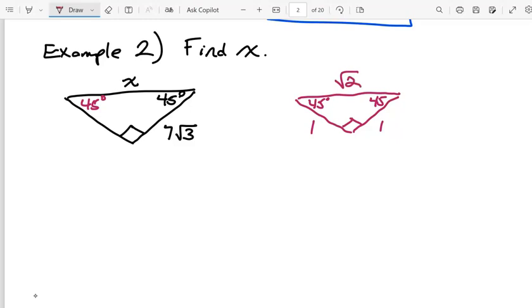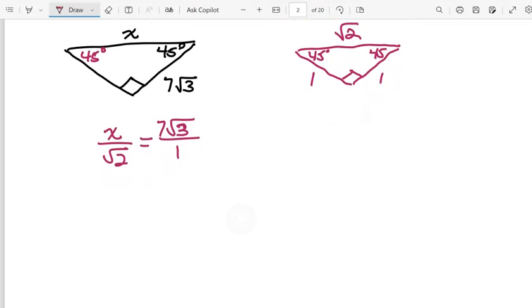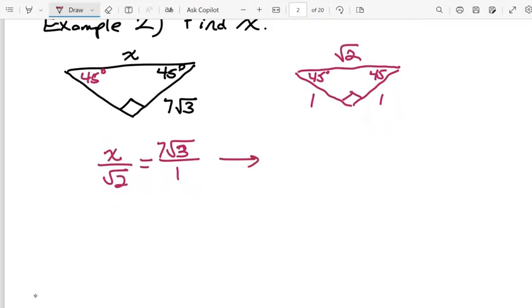So if we set up a similar triangles proportion, x in the first triangle over the square root of 2 in the second is equal to 7 times the square root of 3 in the first over 1 in the second. All right, I'm going to take and cross multiply.